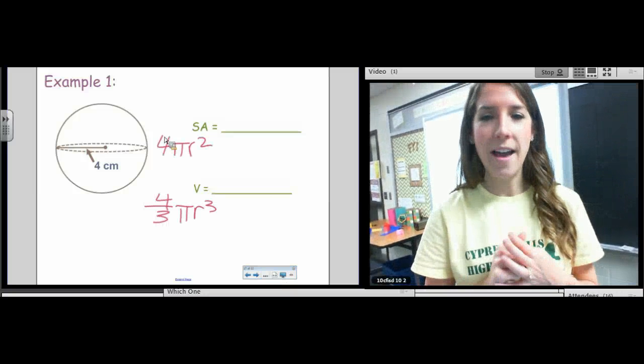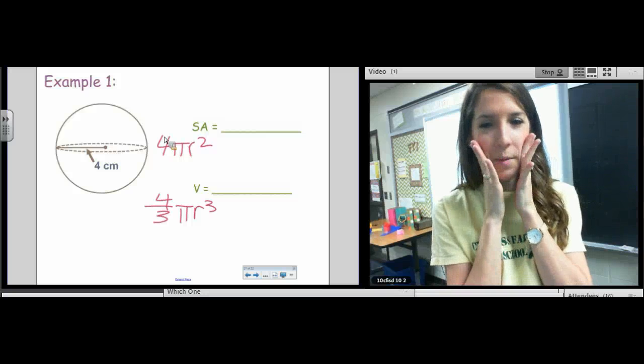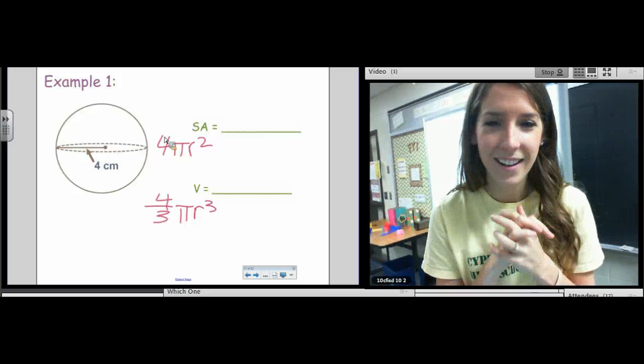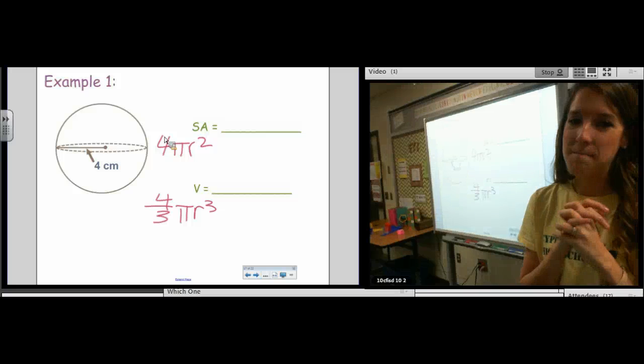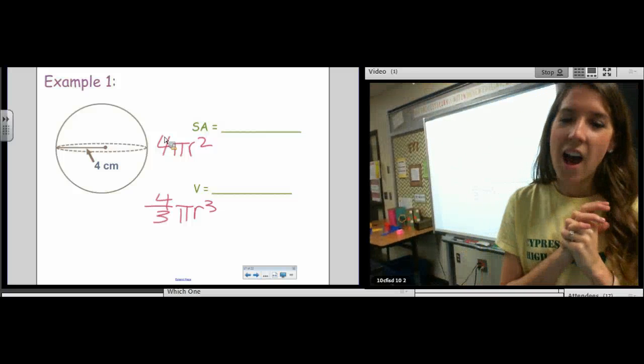Why is it 4 pi r squared? Oh no, you want me to derive that formula? I'll have to look into that.